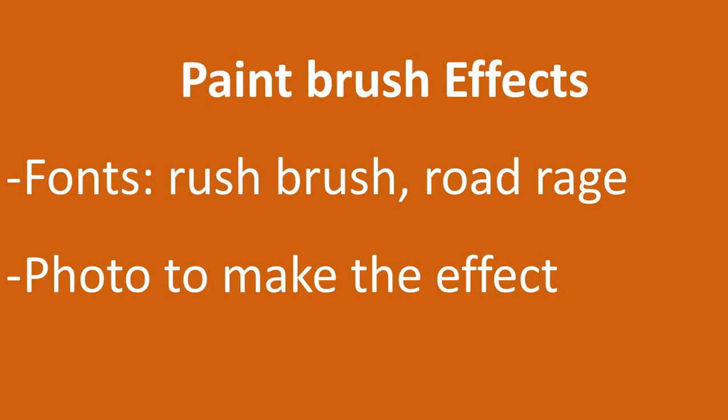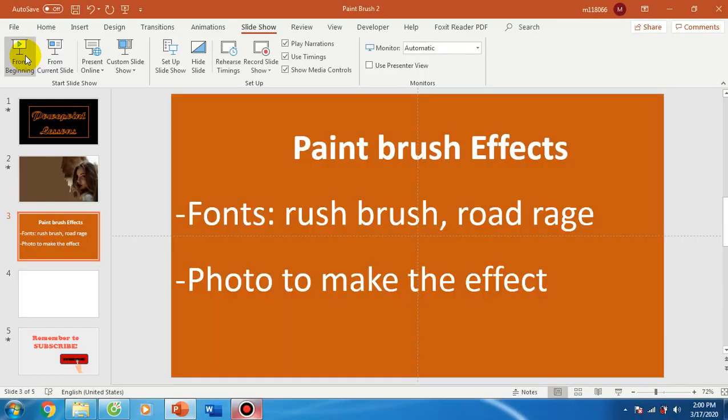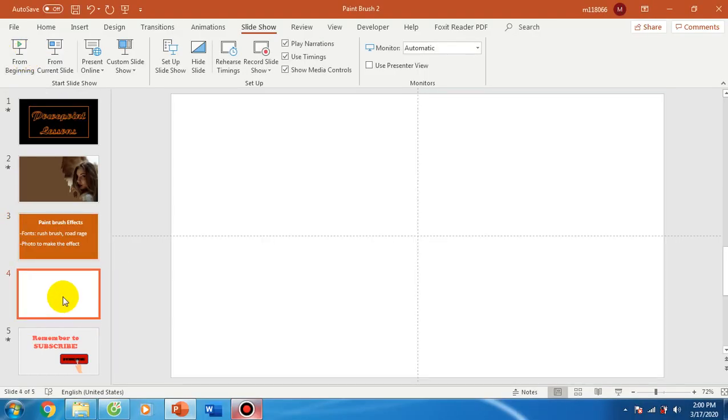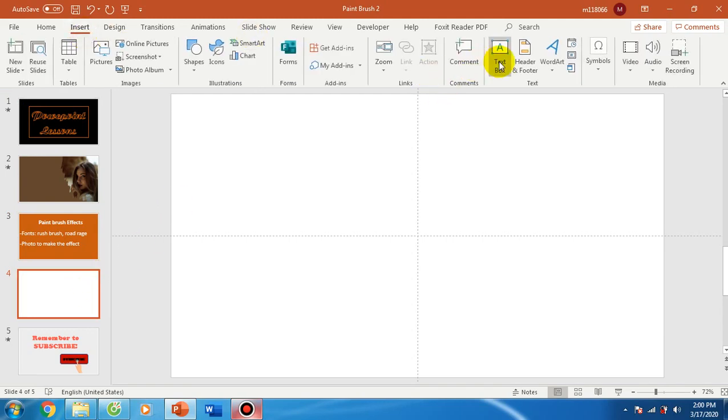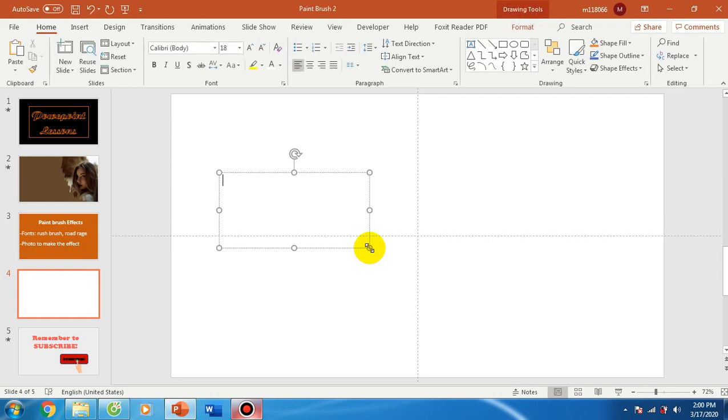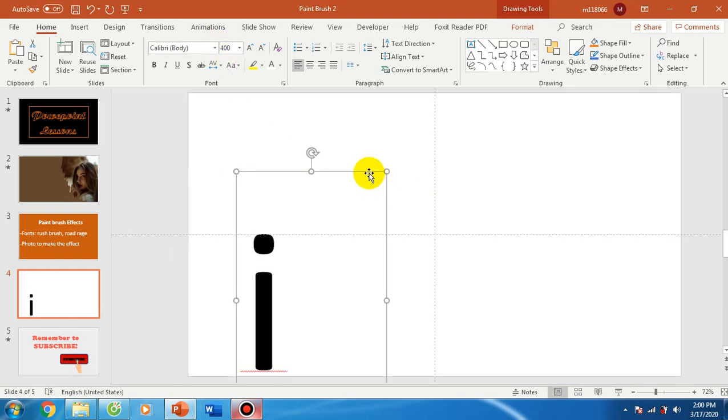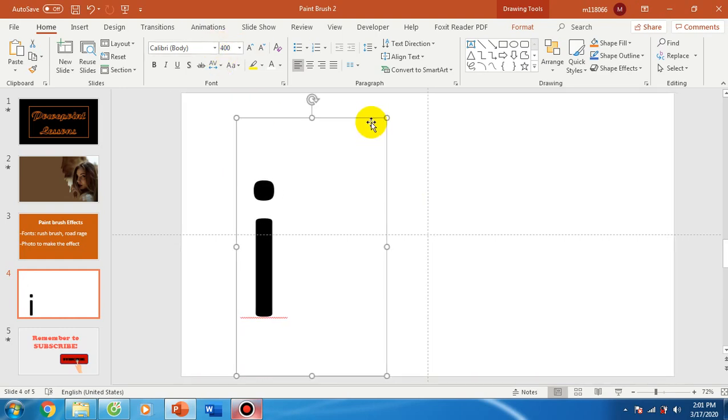Now, let's get started. Firstly, add a blank slide. Write letter I. The letter size is 400. Or you can make it smaller or bigger as you want. And then, you need to choose font Rush Brush.